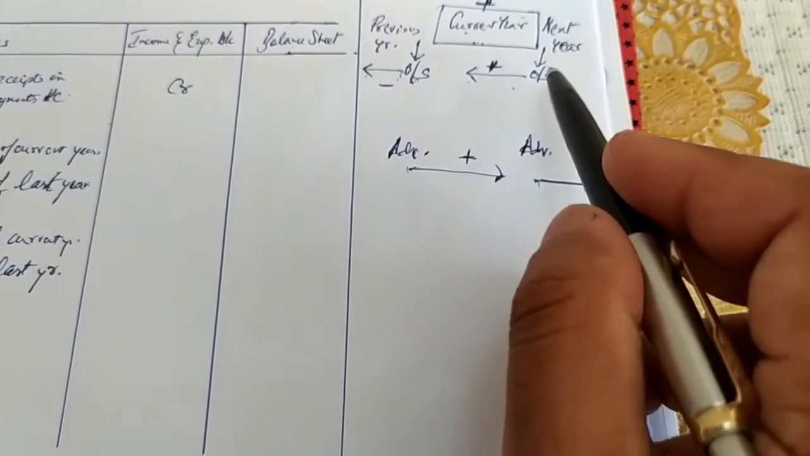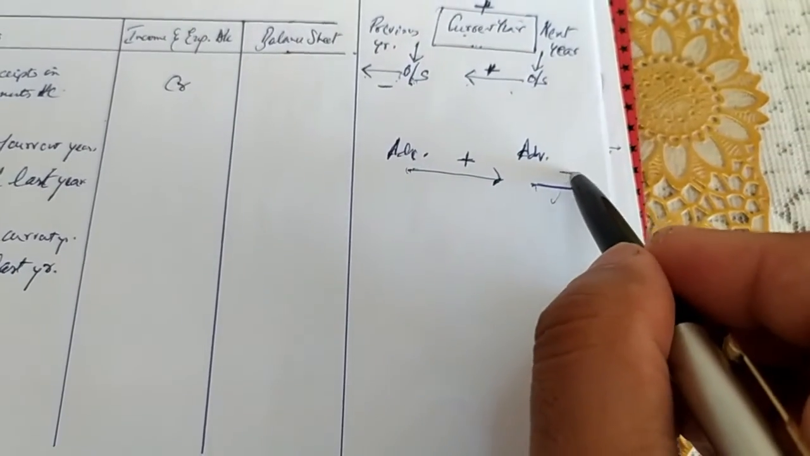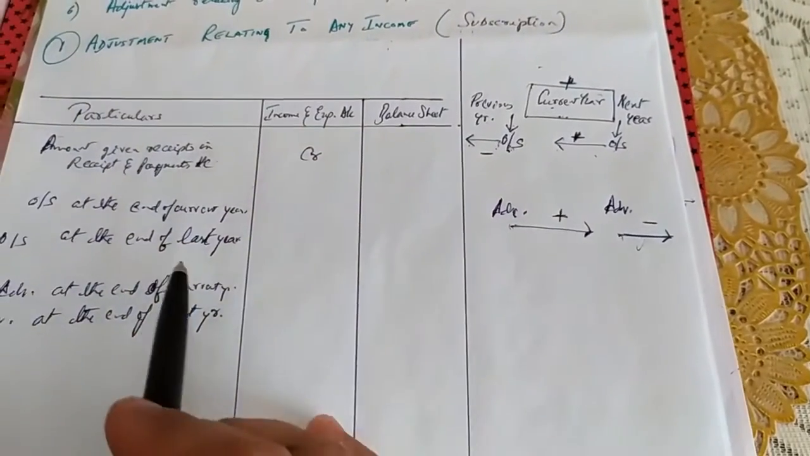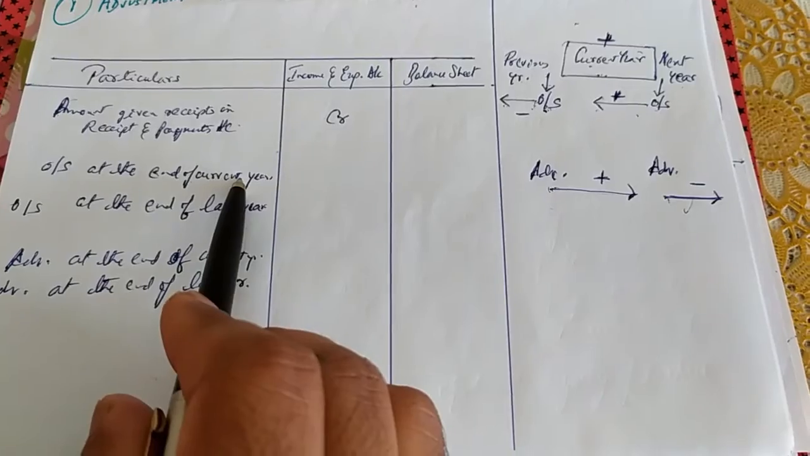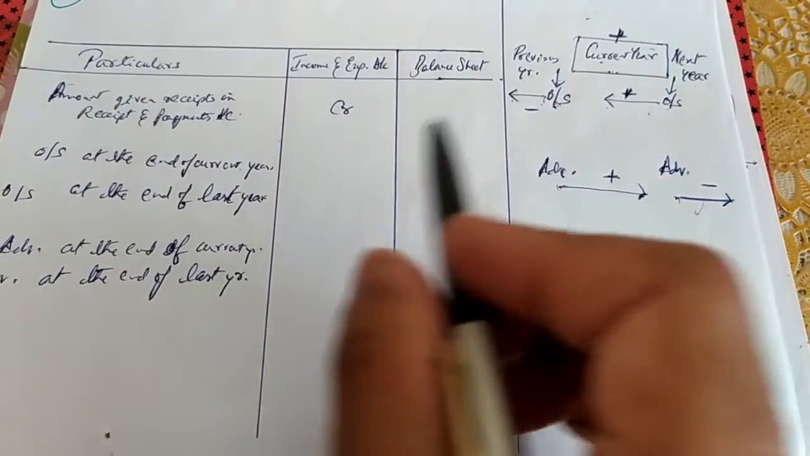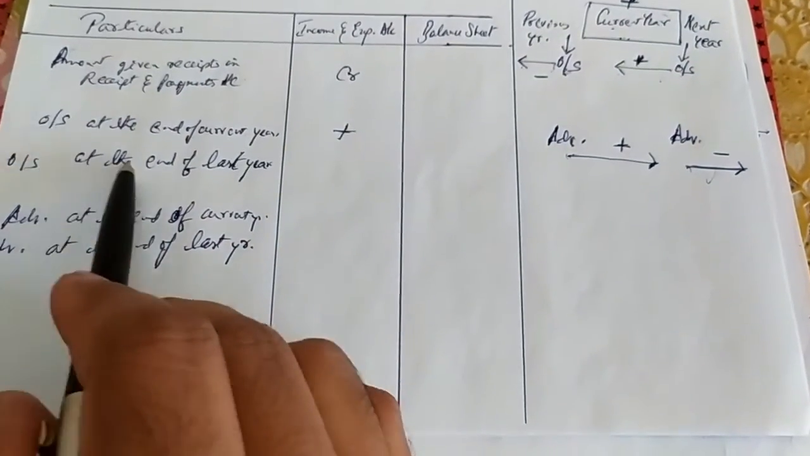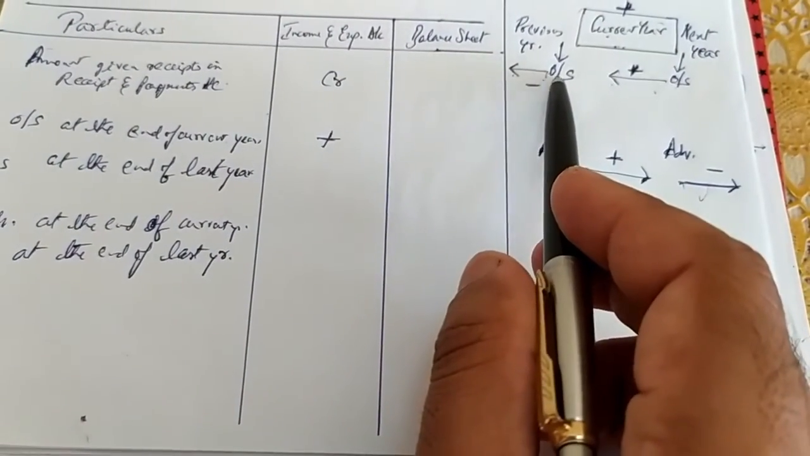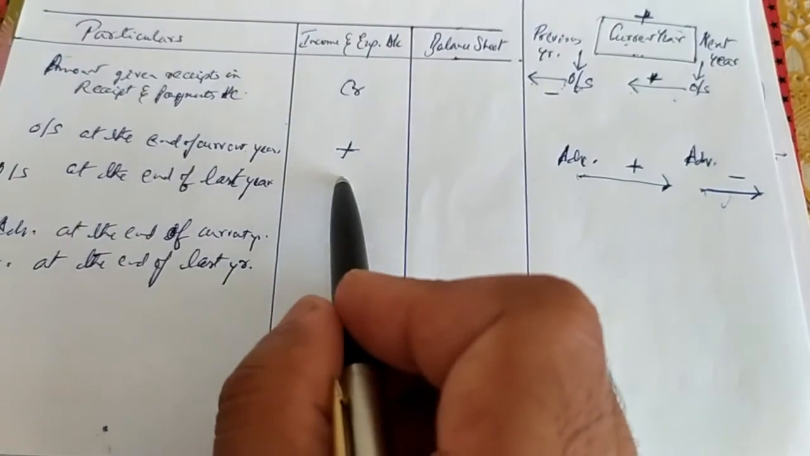Similarly, this advance, which is at the end of the accounting year, is pointing to the next year, so it should also be subtracted. So following this rule, if you apply it here, outstanding at the end of the current year, it is this one. So this should be added. Outstanding at the end of last year, our last year is this previous year, so outstanding at the end of last year was this, and it has to be subtracted.